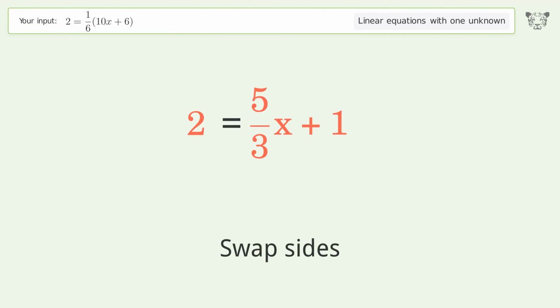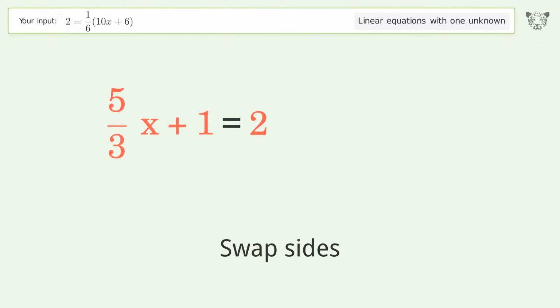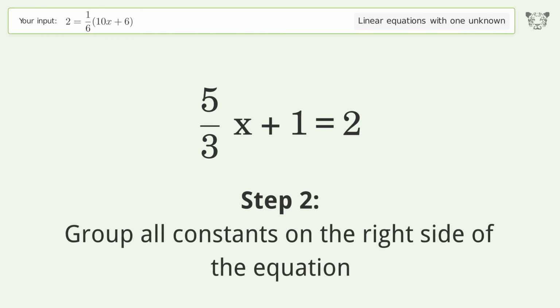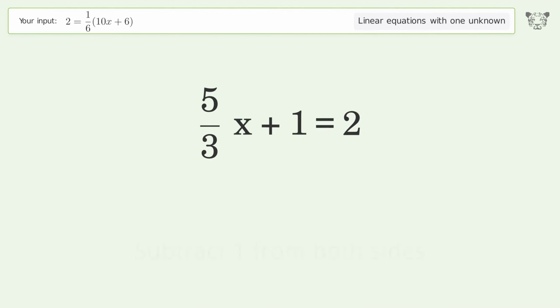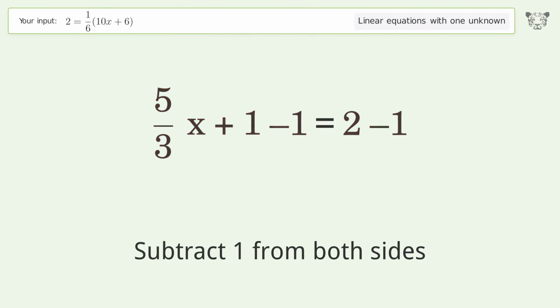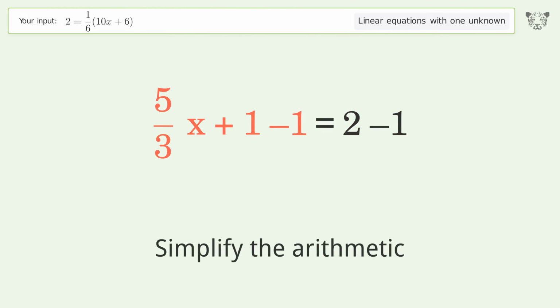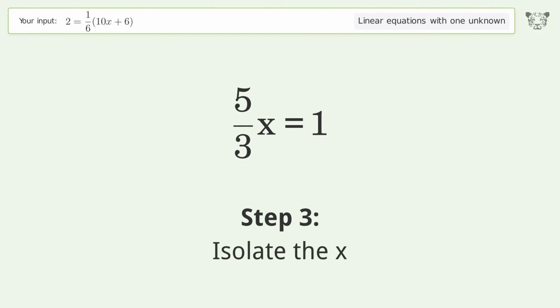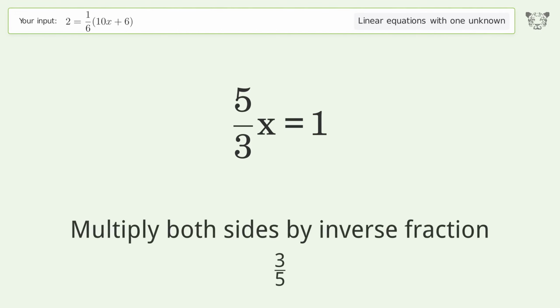Swap sides. Group all constants on the right side of the equation. Subtract 1 from both sides. Simplify the arithmetic. Isolate the x. Multiply both sides by inverse fraction 3/5.